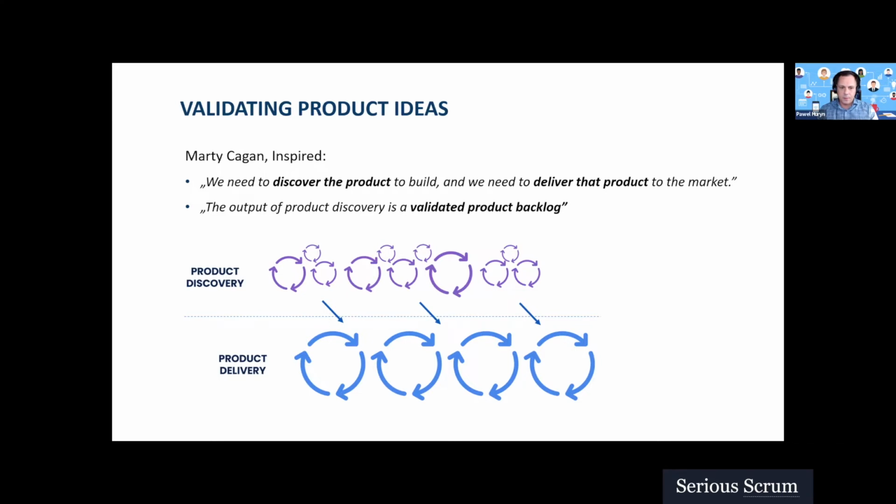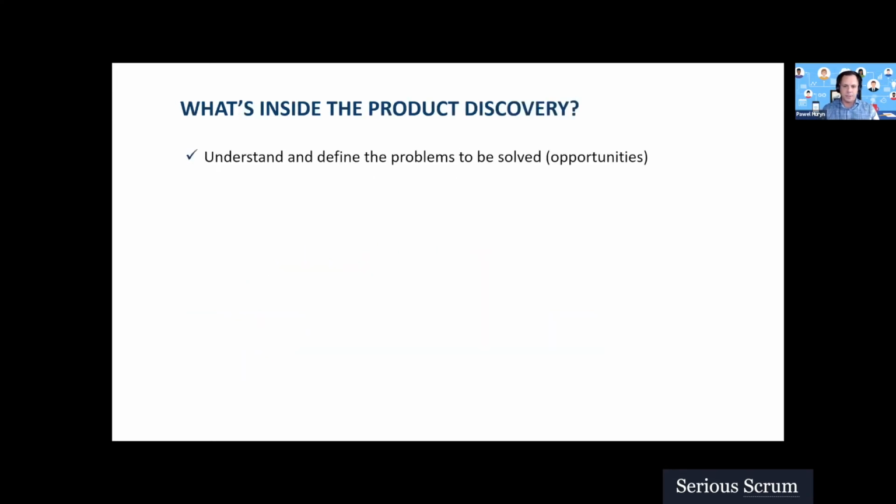So what's exactly inside the product discovery? There are 2 groups of activities. One is exploring the problem space. So we need to understand the problems that we want to solve. We need to observe customers, analyze the data that comes from different sources. We would like to perform some customer interviews to understand what our customers care about. We would like to synthesize knowledge and map opportunities, and I will show you how we can do it in practice in a moment. And the second group of activities is exploring the solution space.